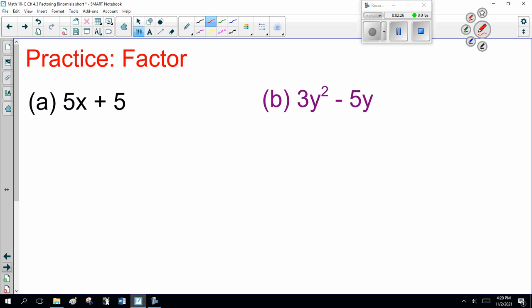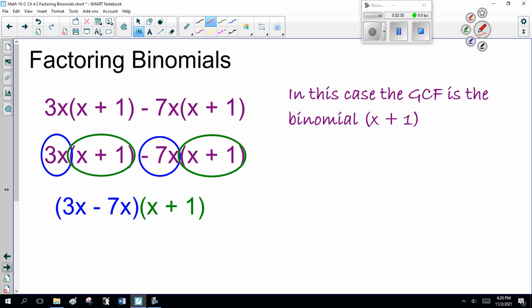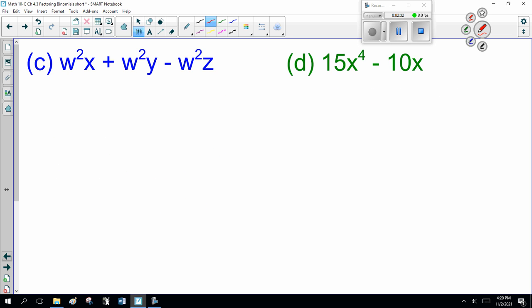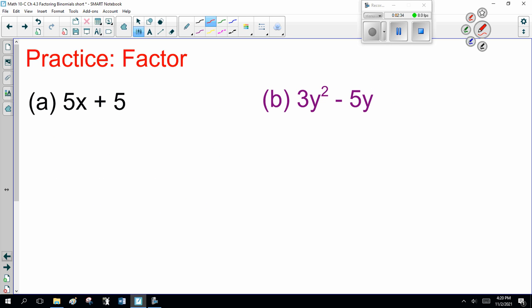So, let's start factoring a few. How many of these do we have? A bunch. Okay. So, 5x and 5. What's common to both? Yes, a 5. So we divide both by 5. So our greatest common factor is 5. What's left over? Well, 5x divided by 5 is x. 5 divided by 5 is 1. And a number divided by itself is 1.